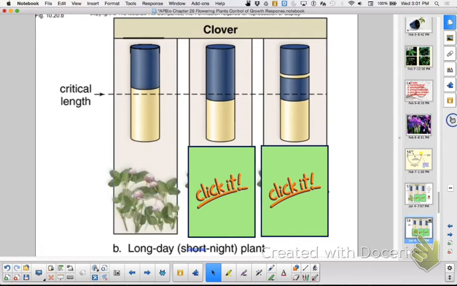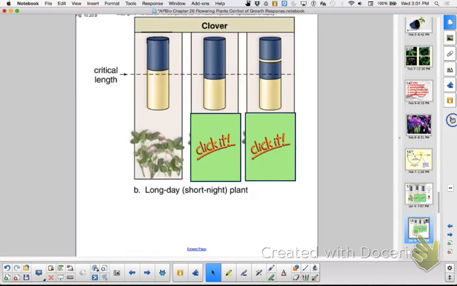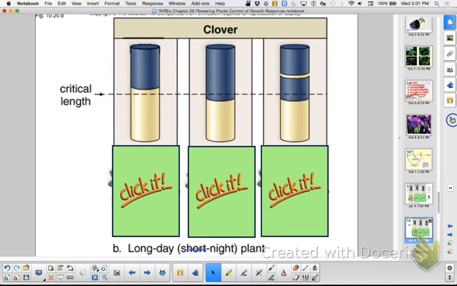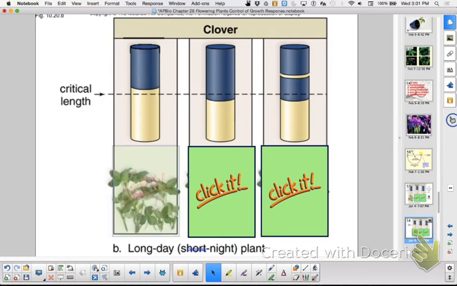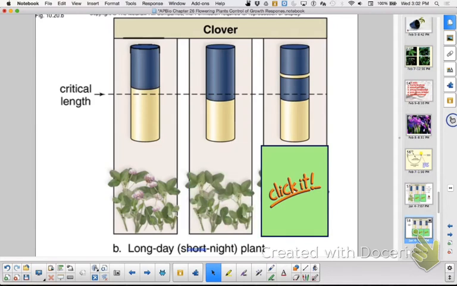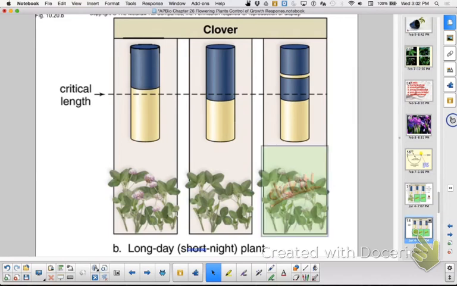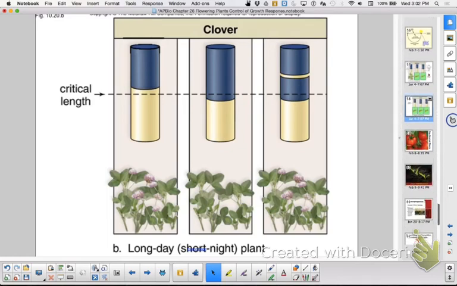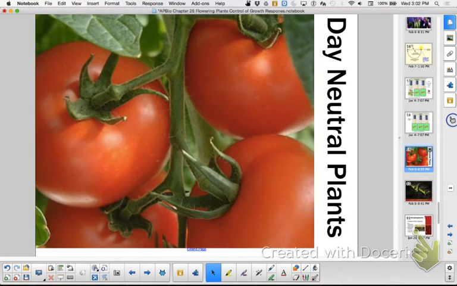Did you get it right? And remember, it needs a short night. So this one flowers because it didn't go over the maximum. Before we had a minimum number, but now we're a short night, there is a maximum before it's not considered short anymore. Okay, no flowering. And what's going to happen here? Flower. It's going to flower because we had night interruptus. Okay, good. And then there are things like tomatoes, which are day neutral.